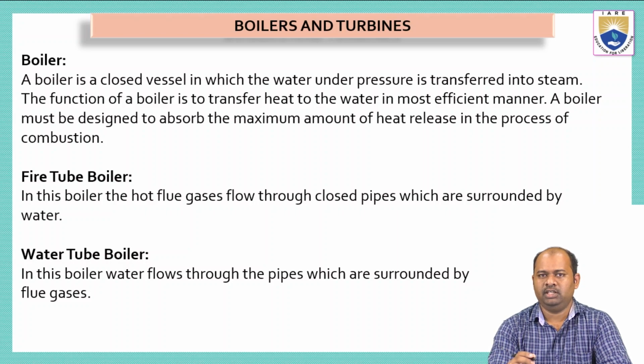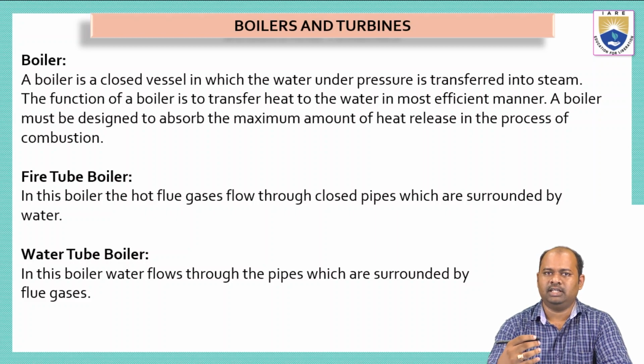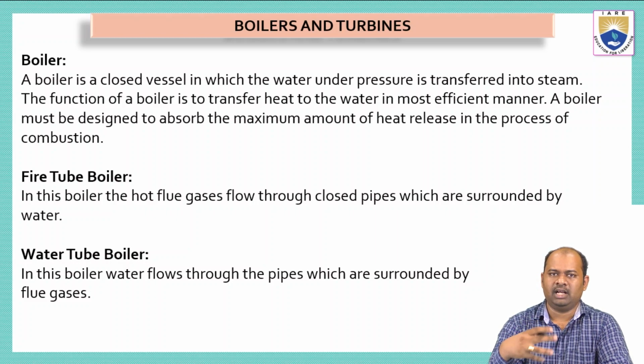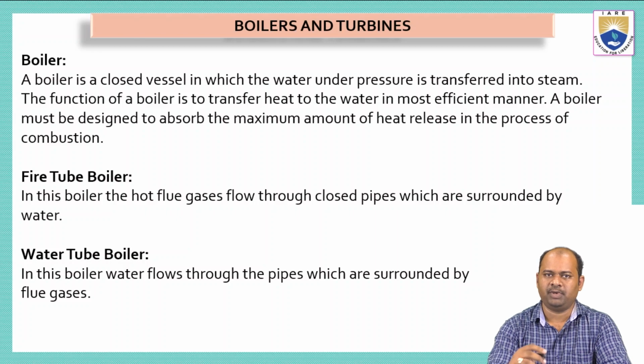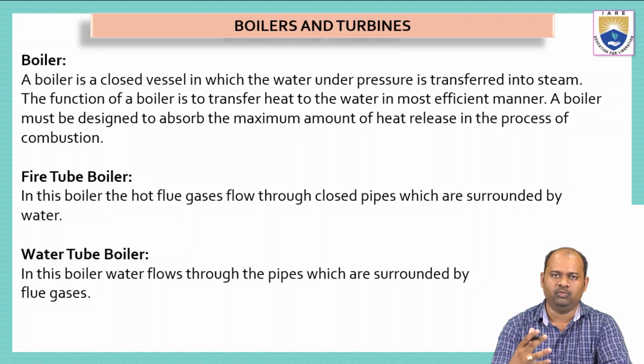Now let us try to see different types of boilers, like fire tube boilers. So what is a fire tube boiler? A fire tube boiler is a boiler in which the hot flue gases that are emitted from the combustion of the fuel, whatever hot gases come while the combustion of the fuel is happening, will be sent into pipes. These pipes are completely surrounded with water.